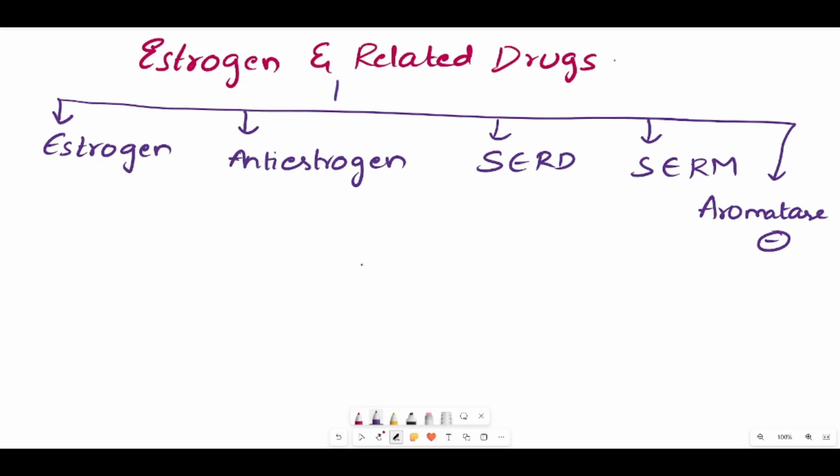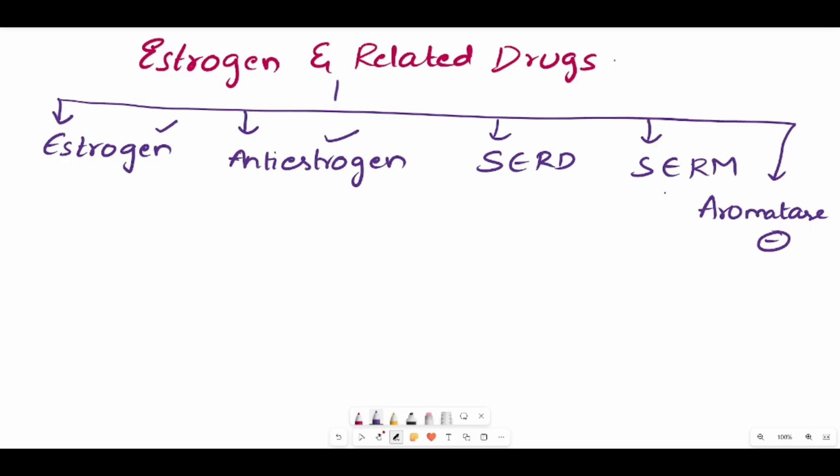So, the estrogens and related drugs are further divided into five different classes. In that, the first one is estrogen, second one is anti-estrogen, third one is SERD, which means the selective estrogen receptor down regulators, and the next class is selective estrogen receptor modulators, which are also called as SERM, and the other one is aromatase inhibitors.